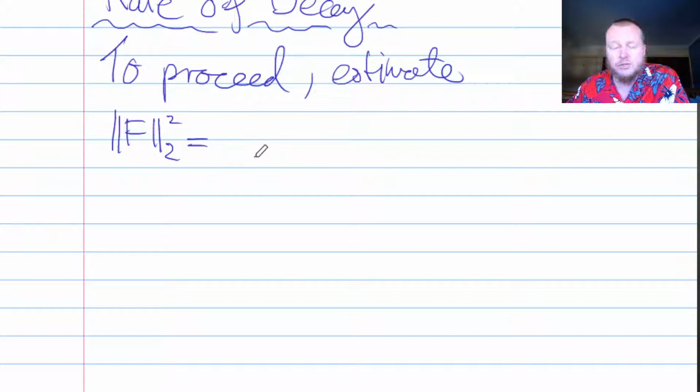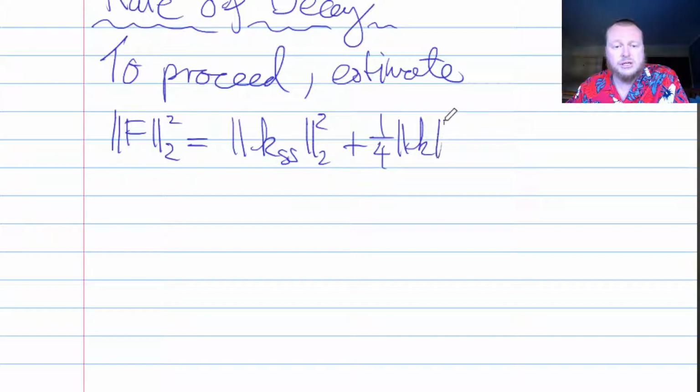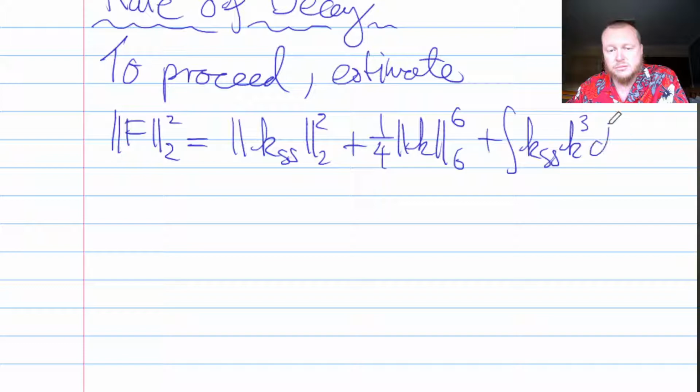So this is a square. You can calculate what it is. This time you're going to get KSS squared. And then the cubic term, square it. You're going to get a quarter times K in L6. And then you're going to end up with another term, which is the cross term, which is going to be this. Okay, and now this one you can integrate by parts and get -3. Use the no flux condition. Ks squared K squared ds, like that.